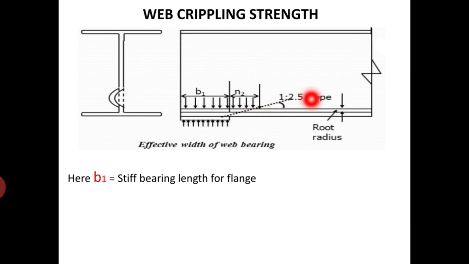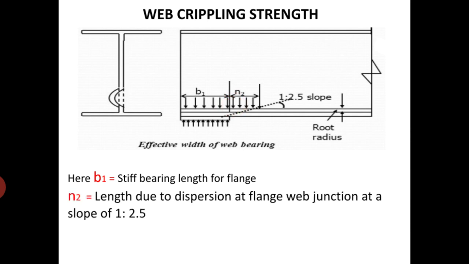At this slope you have to take, and this is given in IS 800-2007, how much dispersion length is to be taken for the web crippling strength. So this dispersion of the load takes place at a slope of 1:2.5. Whatever length of dispersion we get, that is b1 plus n2, where b1 is the stiff bearing length for the flange and n2 is the length due to dispersion at the flange-web junction at a slope of 1:2.5.